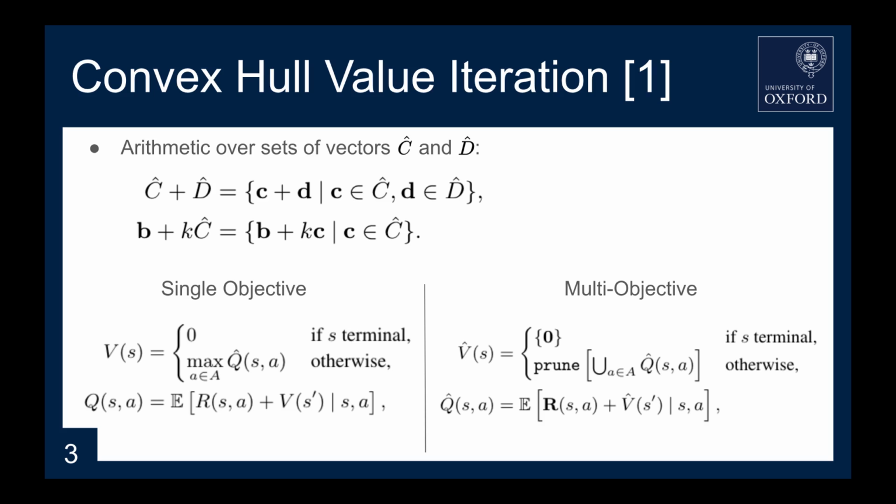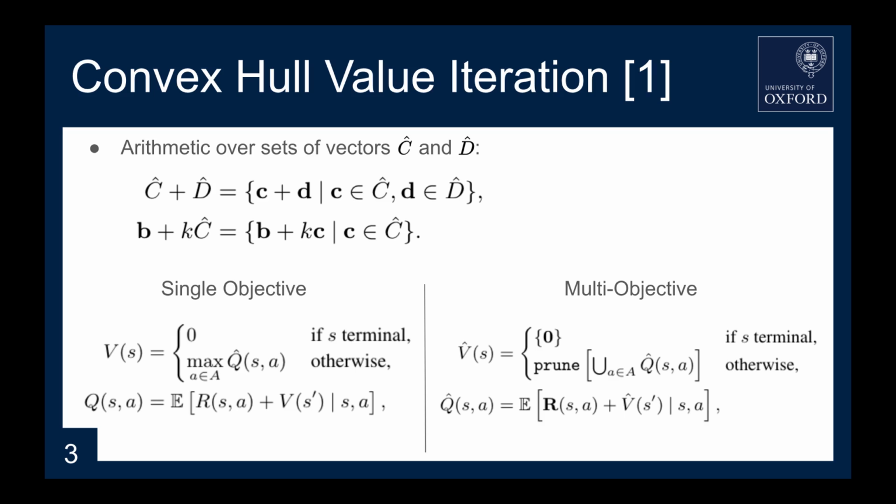Now we will consider the convex hull value iteration algorithm. Convex hull value iteration is an extension of value iteration for multi-objective MDPs. Firstly, an arithmetic over sets of vectors needs to be defined. This allows us to add two sets of vectors, multiply by a scalar, and add a single vector to a set of vectors. By using this arithmetic, the Bellman update equations can be adapted for the multi-objective setting. These are largely the same, except the max operation is replaced by a prune operation.